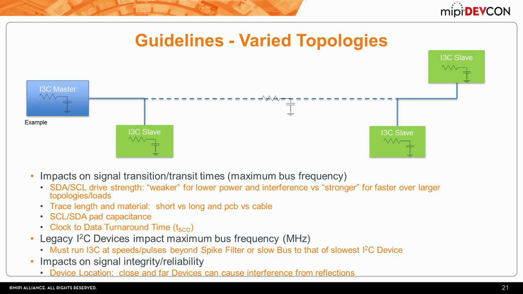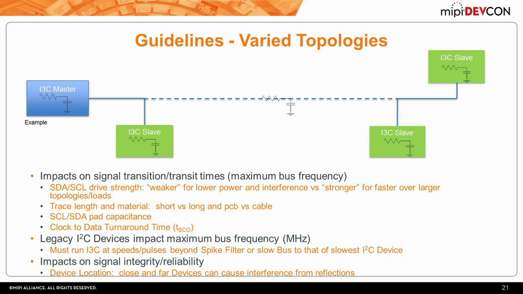For SDA and SCL drive strength, we set a minimum drive strength of approximately 4 milliamps, but all the usual physical trade-offs need to be made. You can go weaker for lower power and less interference or EMI, versus stronger for faster and larger topologies and loads. Trace length and material, again, go longer so that you can support all these new usages. As well as you have PCB and cabling concerns, so FR4 versus coax or something like that.